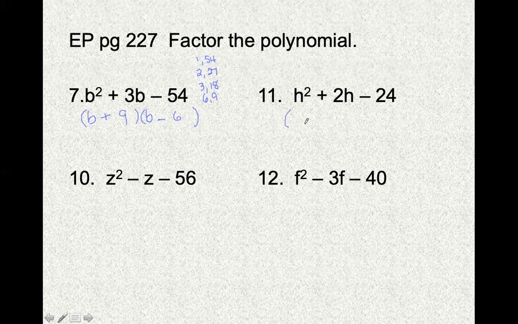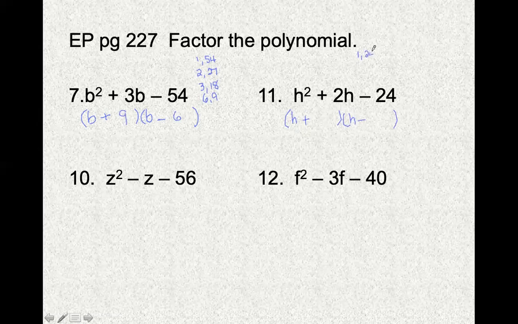All right, let's look at number 11. This time I'm looking for factors of 24 that are 2 numbers away from each other. Again, I have 1 positive term and 1 negative term. 24, 1 and 24, nope. 2 and 12, nope. 3 and 8, getting closer. How about 4 times 6? Sure enough, 4 and 6 are 2 apart from each other. This term is positive, so the 6 is positive because it's bigger than 4. 6 minus 4 is 2. 6 times -4 is -24.